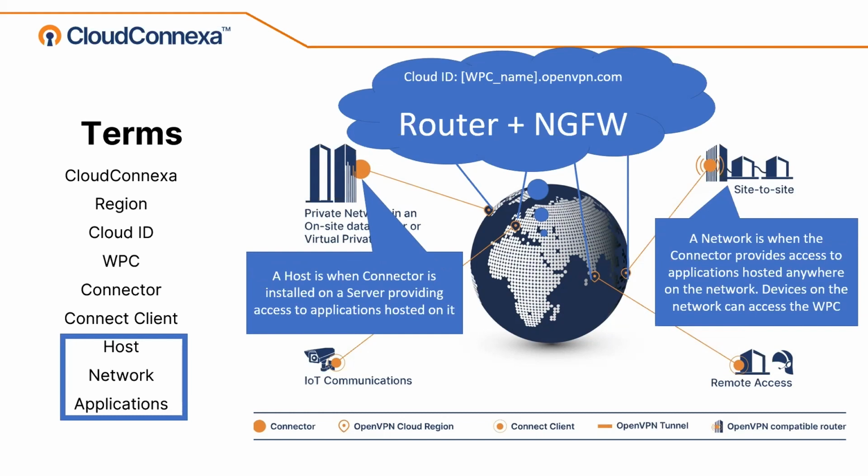So as I mentioned earlier, host is when you install this connector on the server itself. So you are not exposing the entire network or connecting the entire network to your WPC, but just that specific application server and making just the services on that application server available for access. Whereas network, the connector provides access to all the applications that are available on the network.